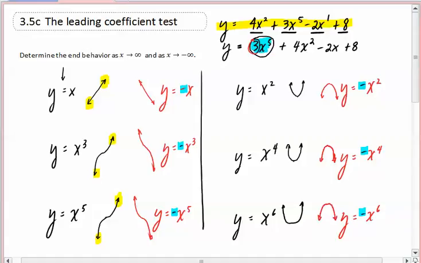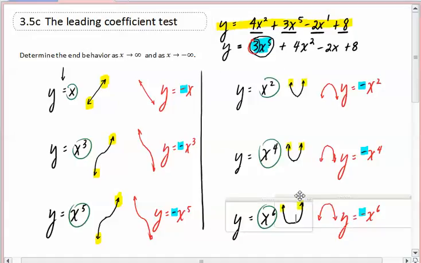So here's what we can conclude. If the leading term has an odd power, we know that the end behavior is going to be going in opposite directions. If the leading term has an even power, we know that the end behavior is going to be going off in the same direction. Notice these are the same directions. Okay? So now let's look back up here at this leading coefficient test.